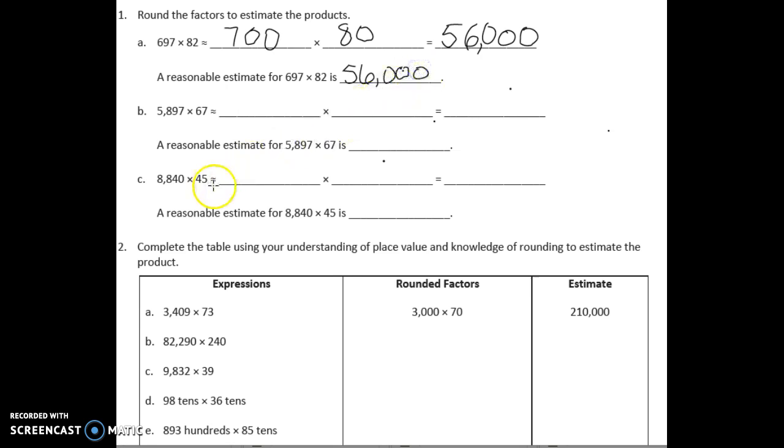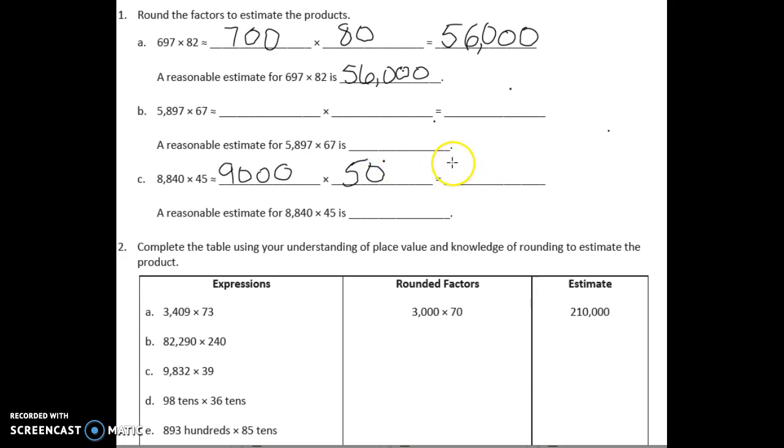Now let's take a look at C. We'll go a little bit harder here. So we take a look at 8,800. We look to the right of the big one. We see it's an 8, so we know that it's going to round up because it's past the midpoint. So it becomes a 9,000. 8,800 is about 9,000. Now if we have 45, we know that's about 50 because you look at the number to the right and it's at the midpoint.